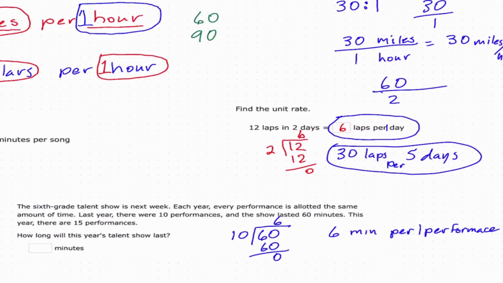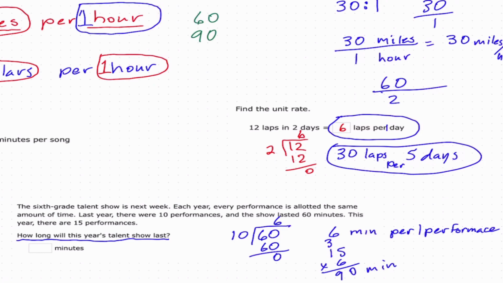So this year there are 15 performances. Last year there was 10. Now there's 15. We know that each performance only gets 6 minutes. So the question is, how long will this year's talent show last? So now we got to do 15 times 6. If I have enough room here, we're going to get 30 and then 9, so 90 minutes.